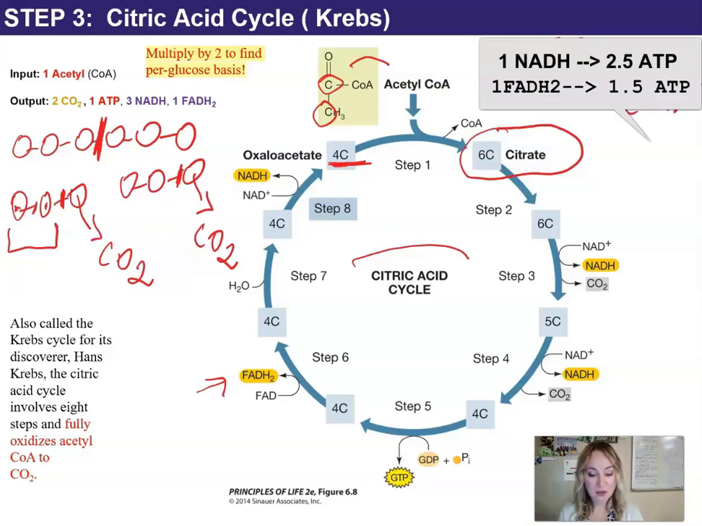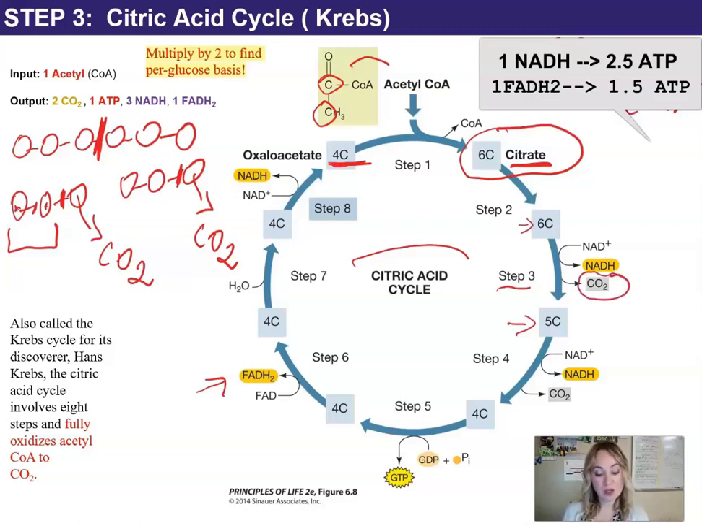So now we established that we produced a 6-carbon compound called citrate. And the process is going to begin. Step 2, notice citrate is turned into its isomer. No carbon is lost. And in step 3, now we do have a loss. We go from a 6-carbon compound to a 5. So then you say, where did the carbon go? And the answer is it left in the form of CO2.